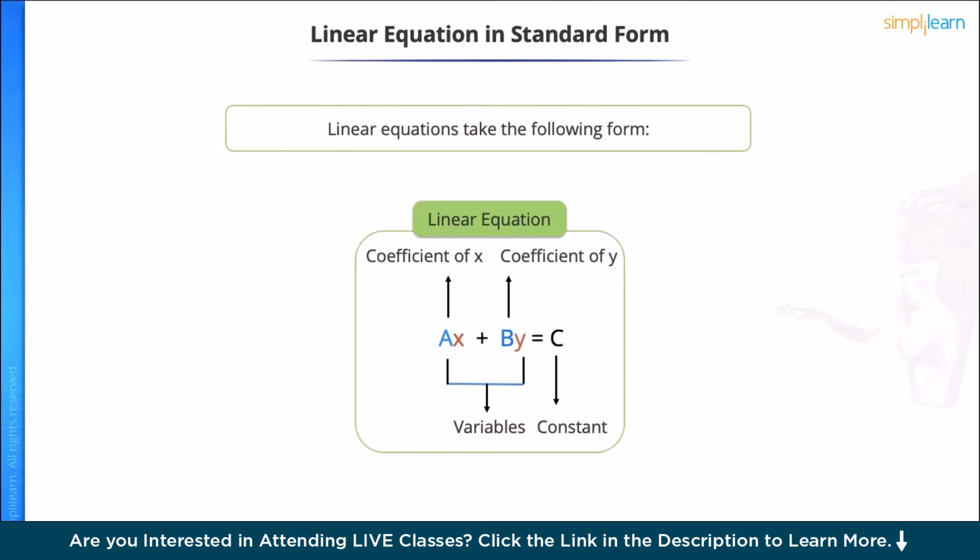To summarize, a linear equation for two variables can be written as ax plus by equals c, where x and y are the variables, c is the constant, and a and b are the coefficients of x and y respectively.